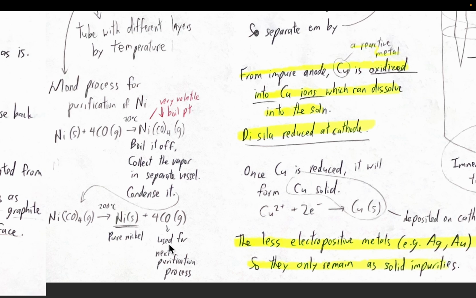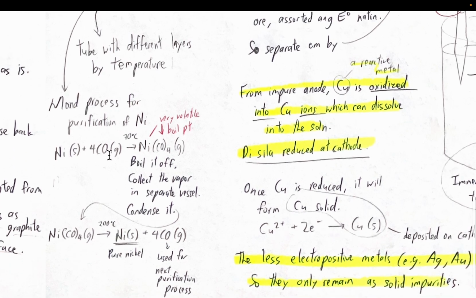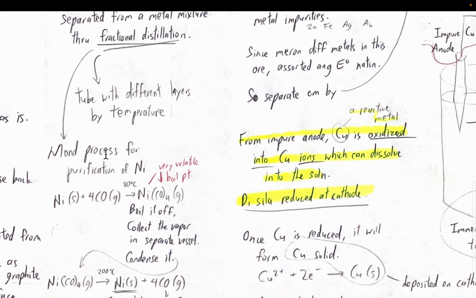Carbon monoxide is also produced, which could be used for creating more pure nickel. So yeah, you get the idea. You might ask where this comes from. It should come from previous purification processes.